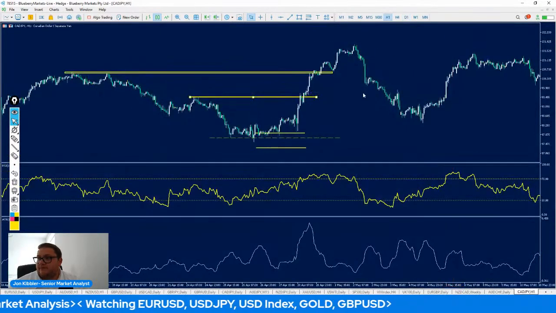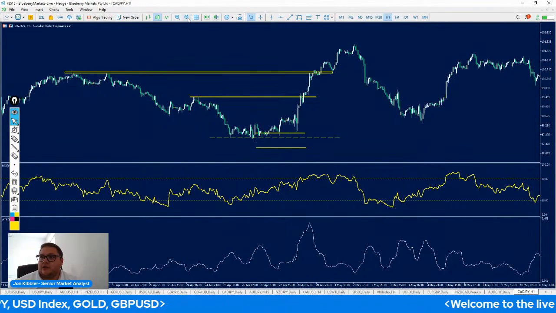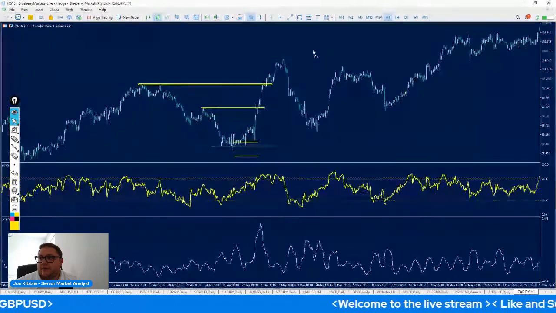No, we're on CAD yen, weren't we? I just pressed that wrong button up there. Sorry, guys. I was trying to zoom out a little bit.